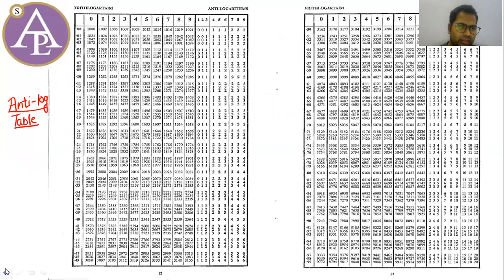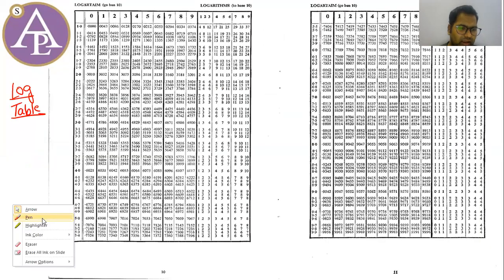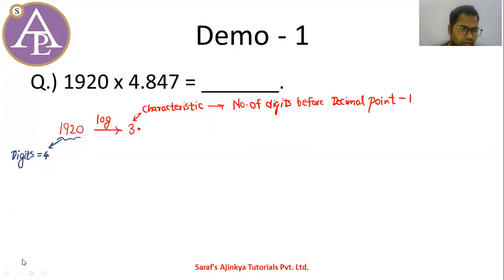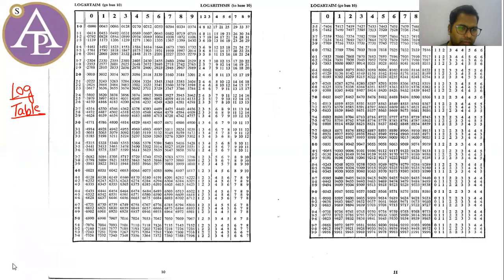So I will go to the log table. Correct. This is the log table, and our number is 1920. In this log table, can you see 19, and then can you see 2? Because the last digit is 0, you don't have to worry. So I will see 192. The fourth digit was 0, so it does not matter. So the row is 19, the column is 2.